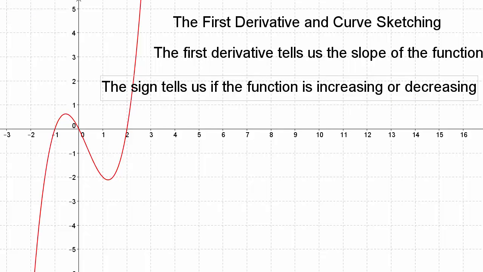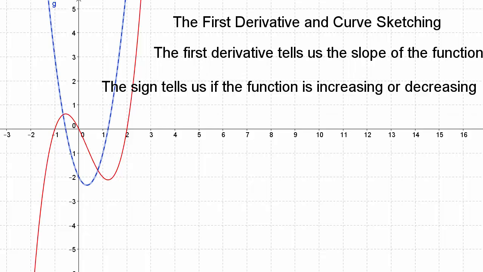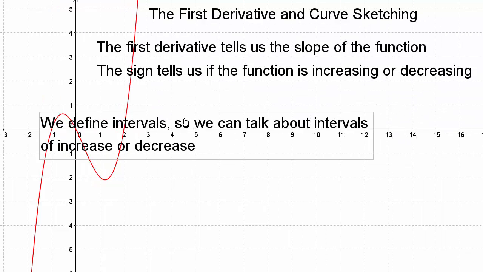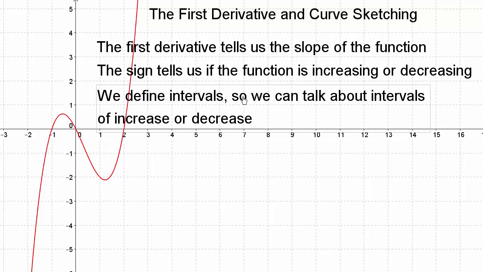And so if we took a look at this function and its derivative here in blue, we can see that where this function is increasing, right up to that critical point right there, the derivative is positive. It's above the x-axis. Where this function is decreasing, the derivative is negative. It's below the x-axis. And of course, where this function is increasing, the derivative is positive. It's above the x-axis.